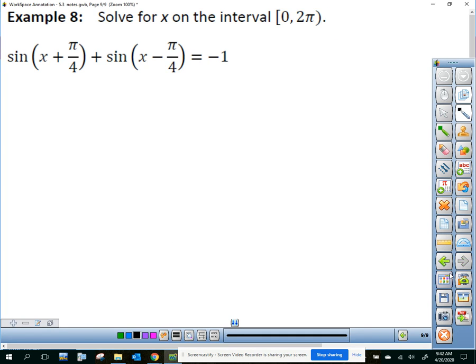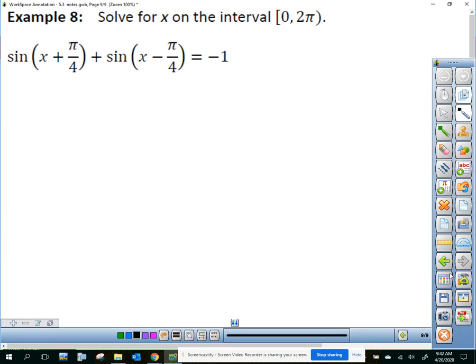All right, last but not least, solve for x on the interval 0 to 2 pi. That just means give your answer within one revolution, one circle, one time around the unit circle.